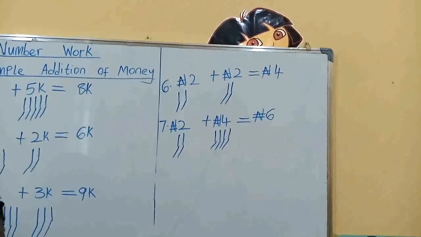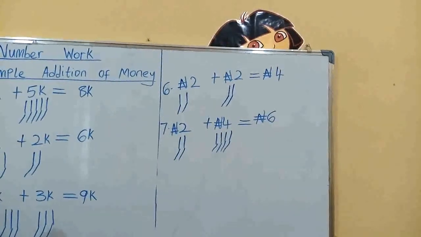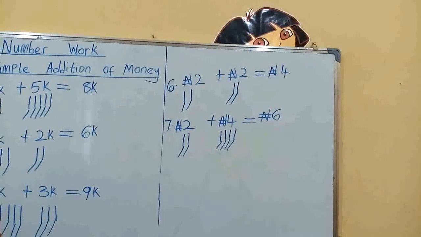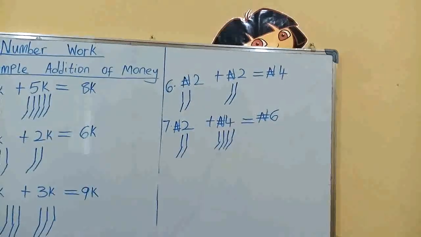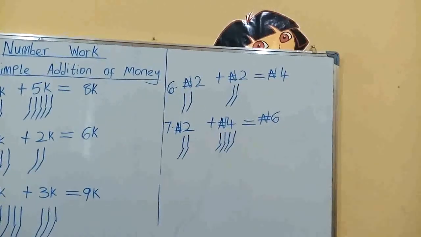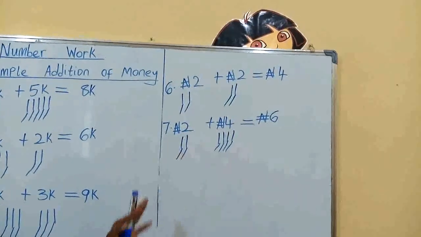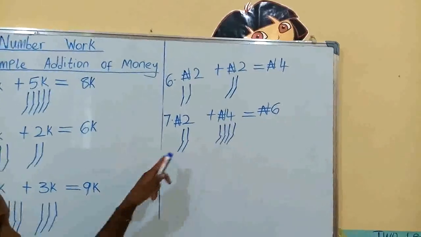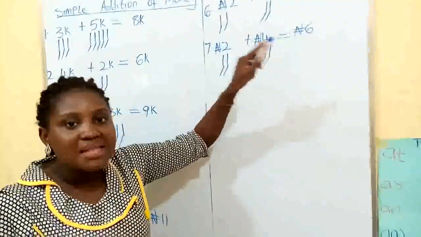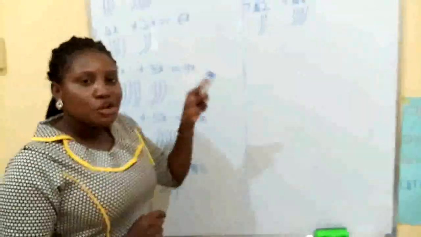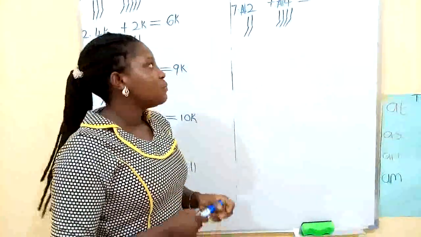You don't need to search for anything to count because the numbers are already on the board. After 2, the next number was what? 4. And what did we do? We count it. So now after counting the 4, we bring the number together and it gives us what? 6. And what did we do to the 6? We write it. Remember, you write your naira before the number.